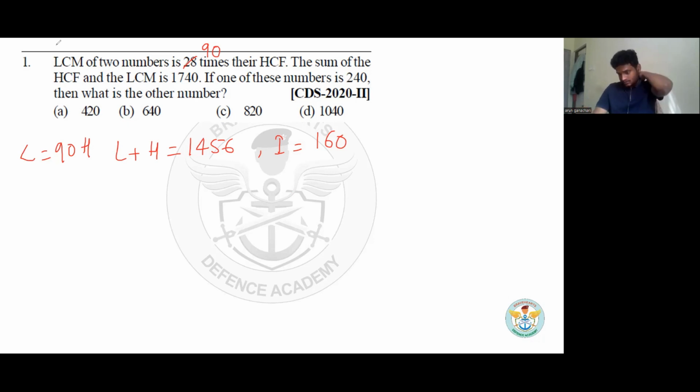Getting this? First number was given as 160. Rest of the question is same. This was asked in CDS 2014. Try to solve it.